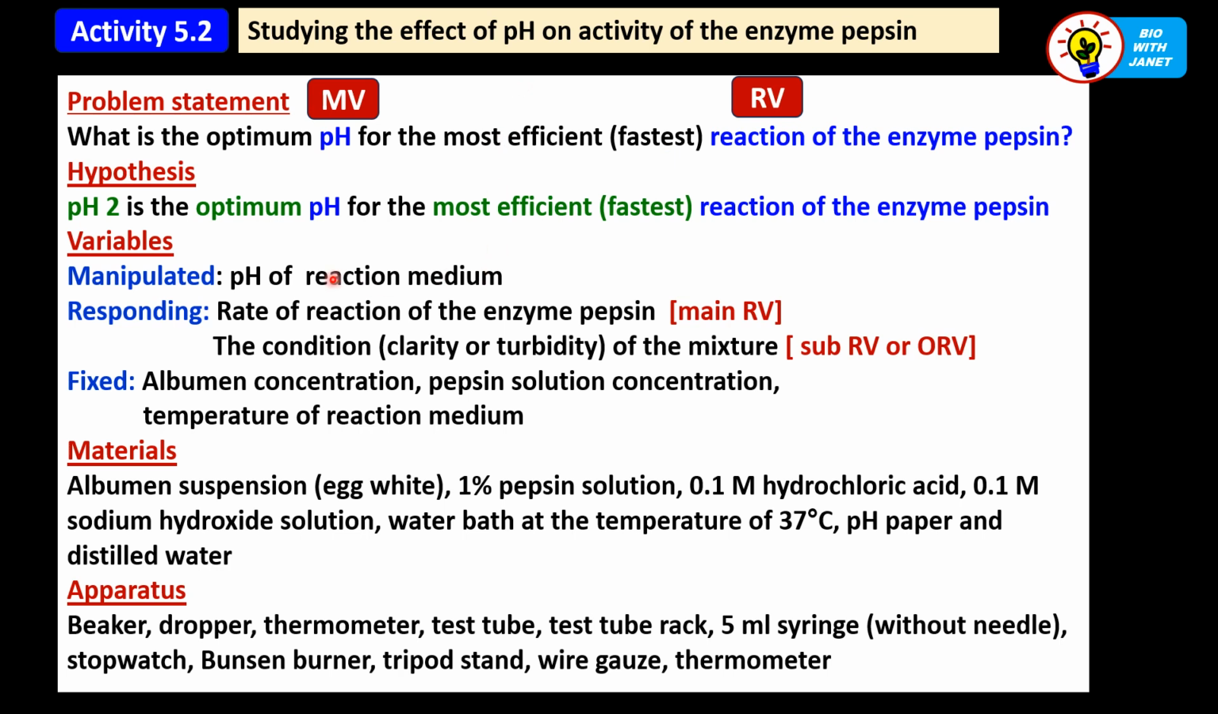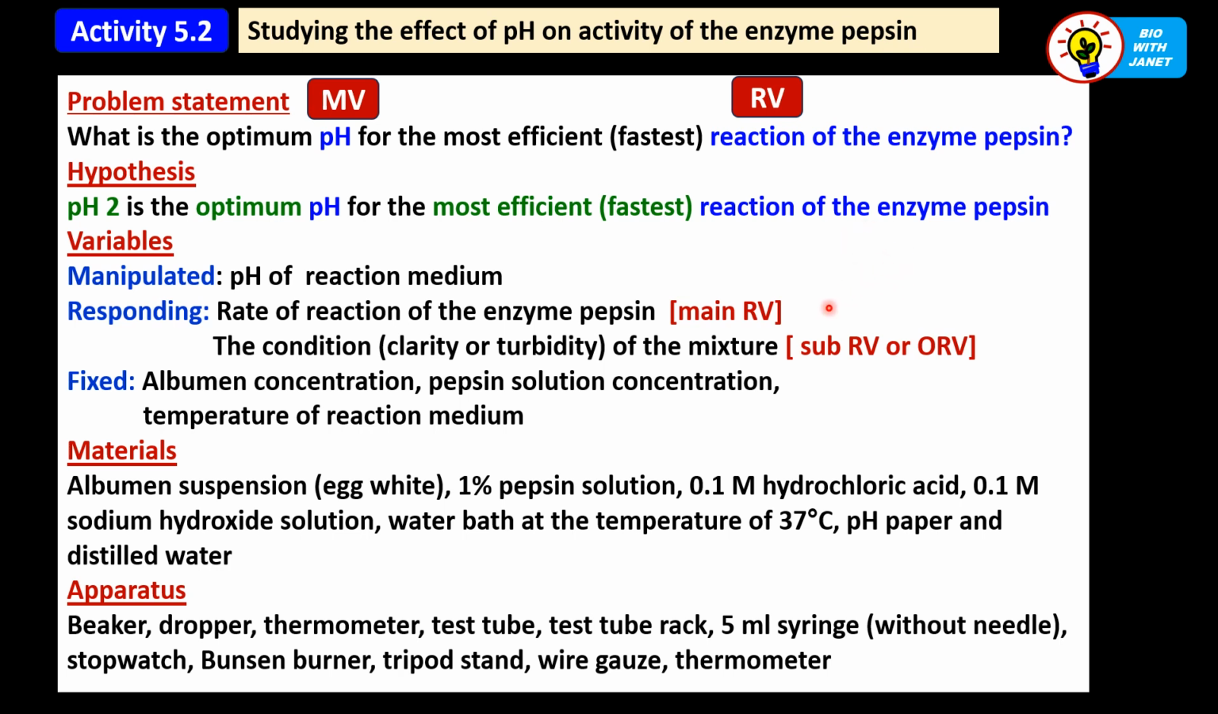Now, coming to variables, our manipulated variable is the pH of the reaction medium. Now, our responding variable is the rate of reaction of the enzyme pepsin. So this is connected to your main RV in your objective, or in your problem statement. The reaction of the enzyme pepsin is the responding variable, but here to measure, we just write down rate of reaction of the enzyme pepsin, okay? That is the main RV taken from your problem statement, hypothesis, and also from your objective especially.